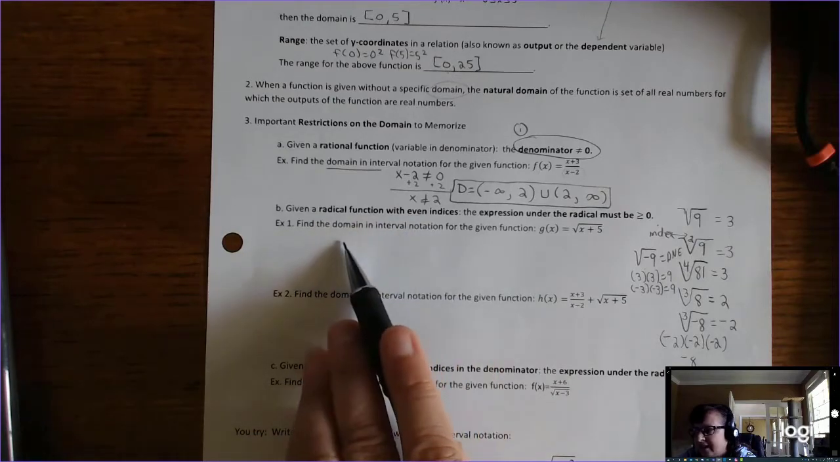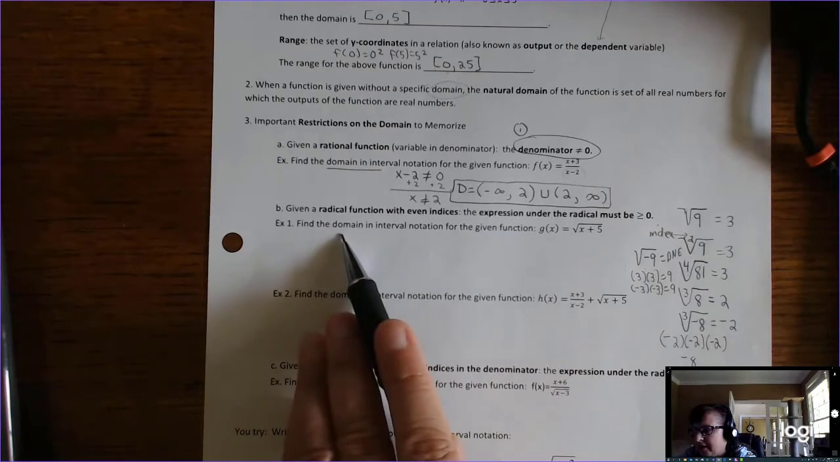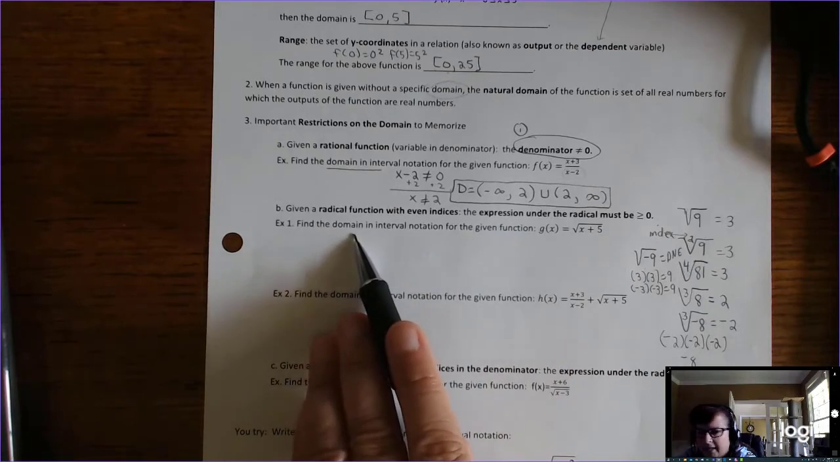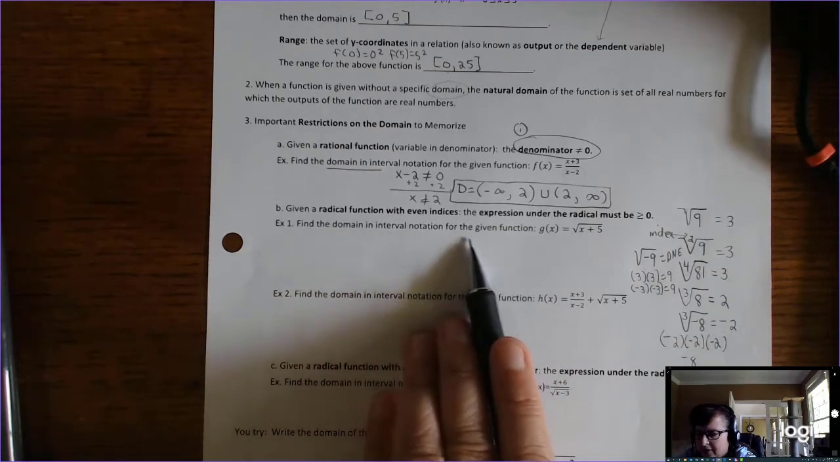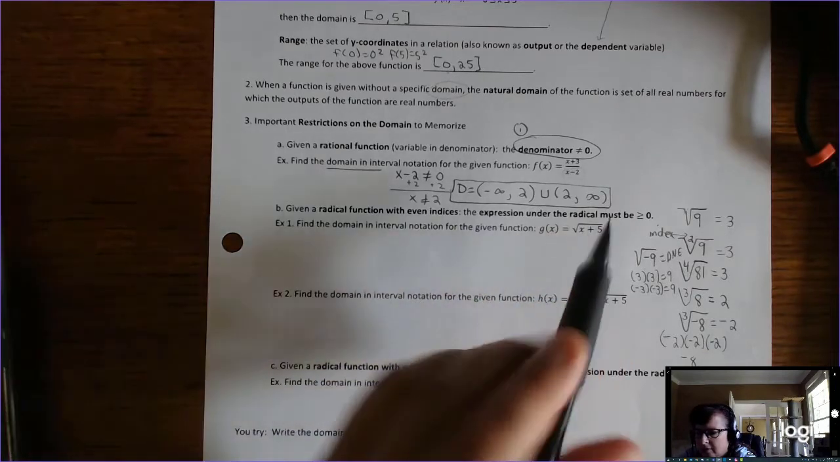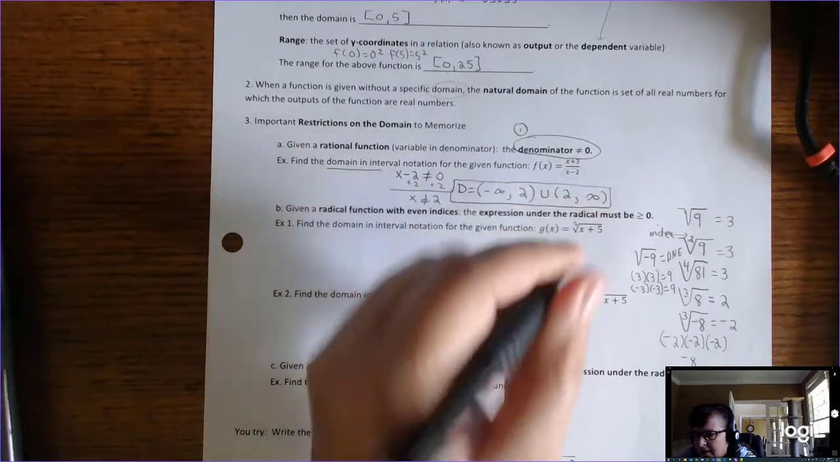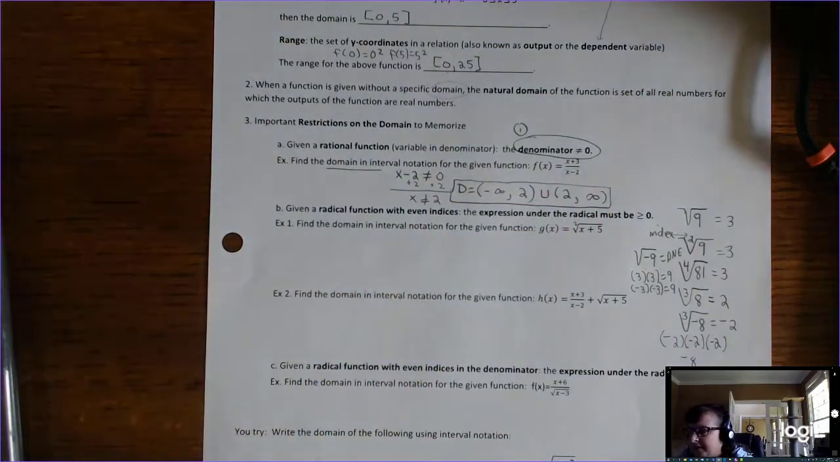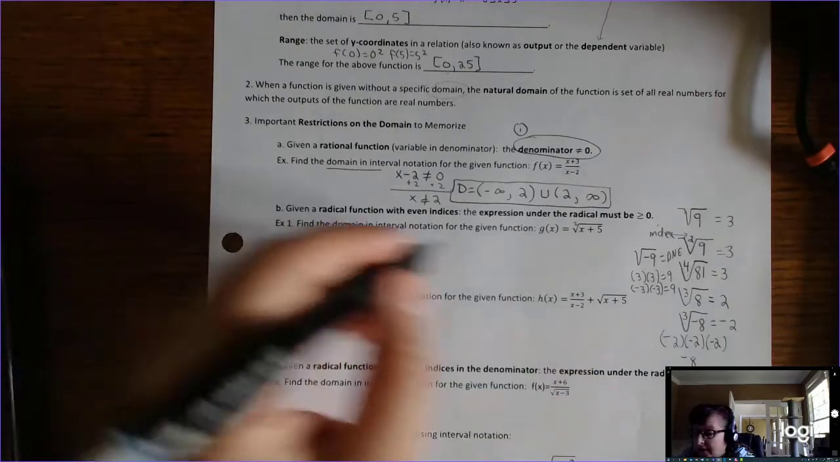Okay, so let's say you have that memorized, and I give you this problem. Find the domain in interval notation for the given function g of x equals the square root, understood 2 is an index, square root of x plus 5. I'm not trying to solve the function. I'm trying to find the domain of the function. I'm trying to find the x coordinates that have y coordinate partners. So I have to have this memorized.